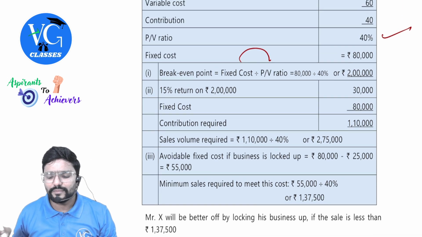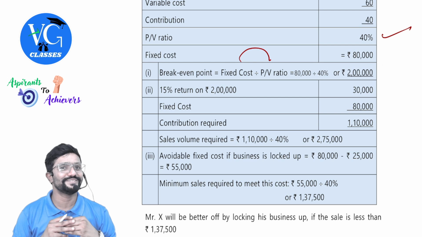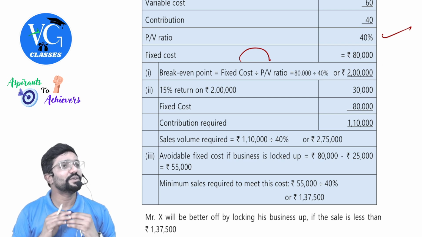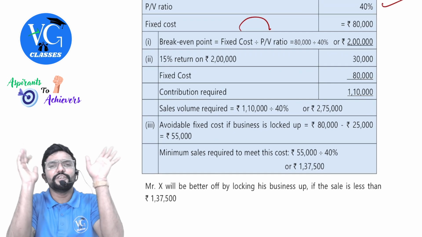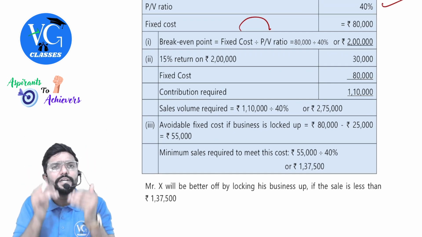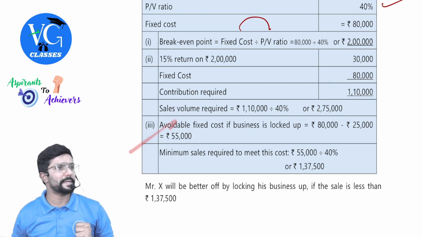Sir, you taught us something called the break-even point. No, sir, that is 2 lakh. There, no profit, no loss. We are not talking about it now. Now I have a confusion. I am in a dilemma. Should I shut down my operation or should I continue? So that is what I am addressing here.